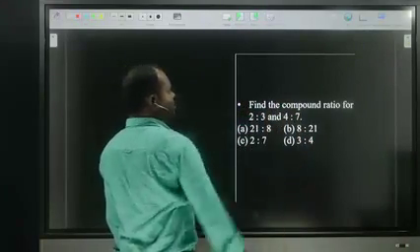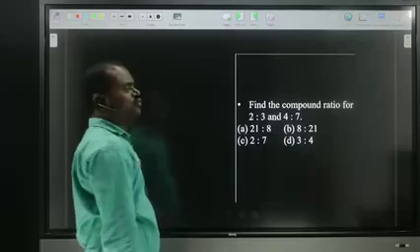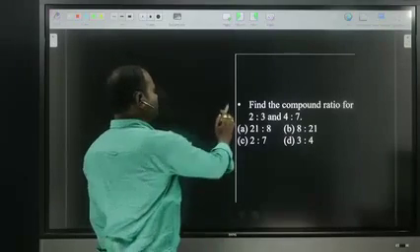Now find the compound ratio for 2 is to 3 and 4 is to 7. Now tell me the answer.